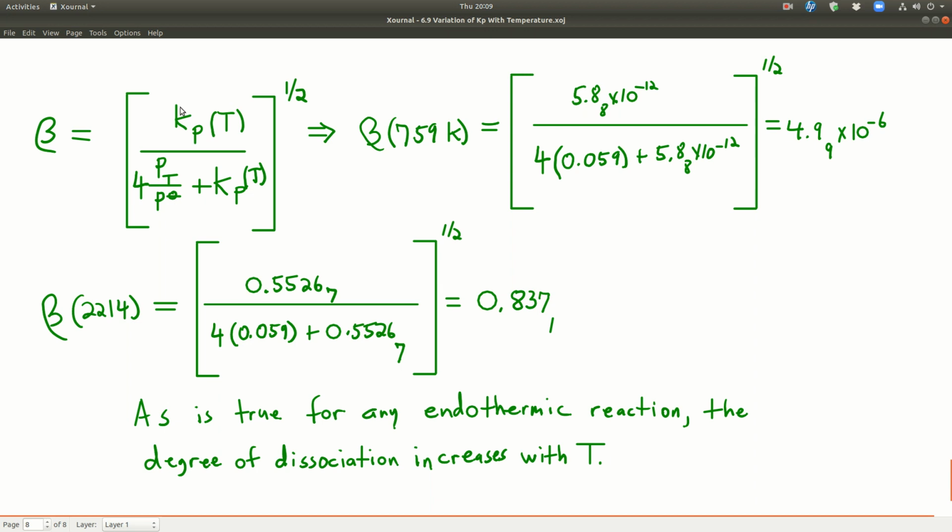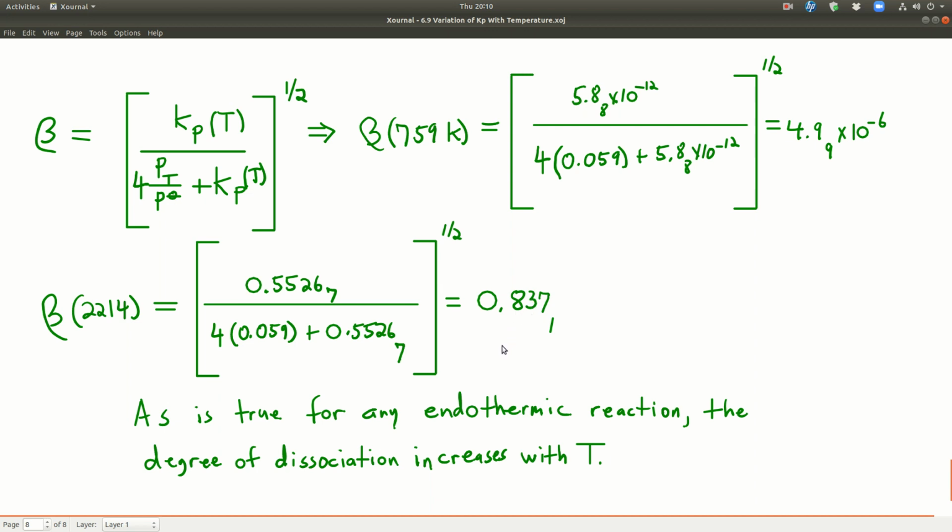Plugging in at 759 Kelvin, we got this Kp. Pressure is that. Kp there, and I got about 5 times 10 to the minus 6 for the degree of dissociation. Not very dissociated, so that means it's mostly the chlorine molecule, and there are very few atomic chlorine atoms. And then doing the same thing for 2214 Kelvin, we get a degree of dissociation that's like 84% dissociated, so it's a lot more dissociated at that higher temperature.